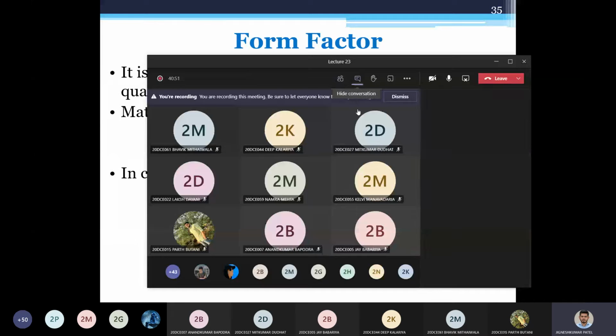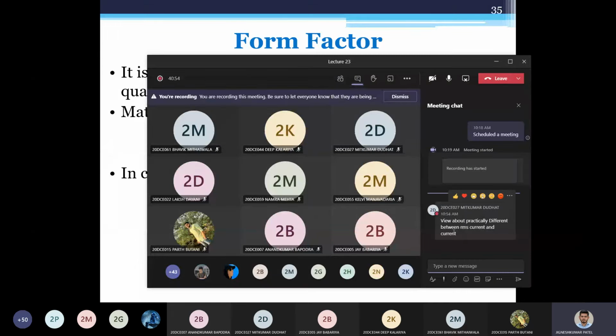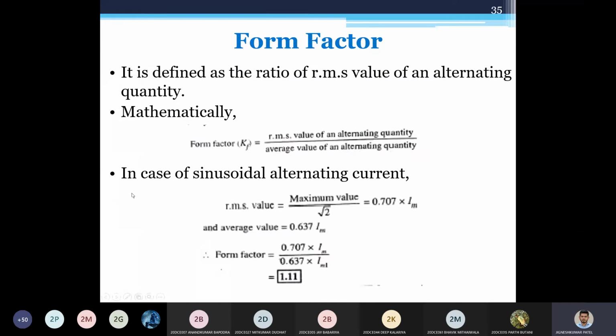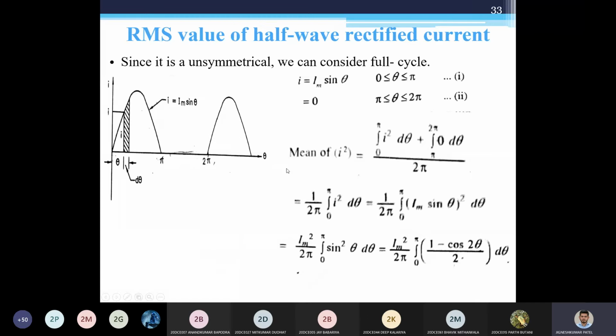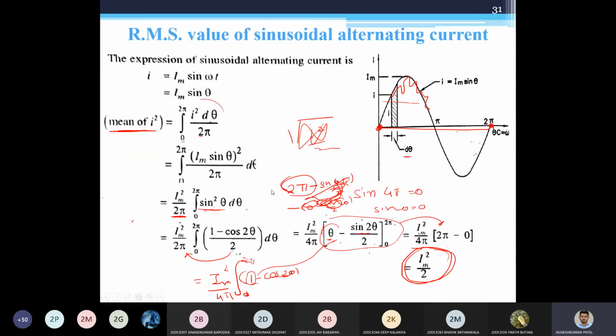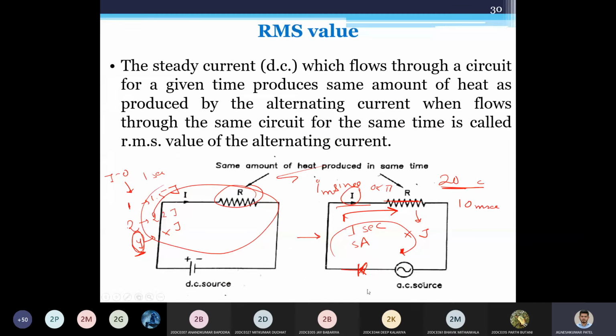That's the actual scenario. A view about the practical difference between RMS current and average current. See, the RMS current and average current are related with this equation. Average current is the current, like these physical differences, only in this circuit.